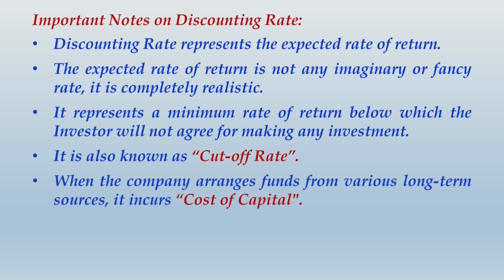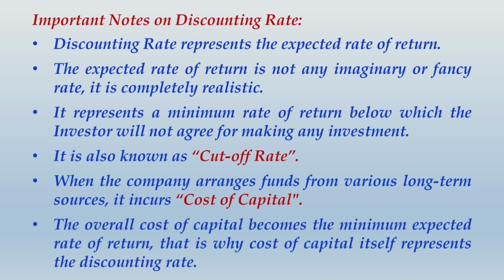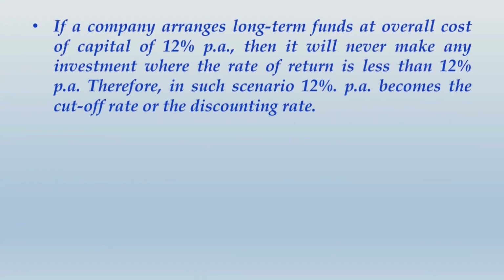When the company arranges funds from various long-term sources, it incurs cost of capital. The overall cost of capital becomes the minimum expected rate of return. That is why cost of capital itself represents the discounting rate. Let us move ahead and continue writing further. If a company arranges long-term funds at overall cost of capital of 12% per annum, then it will never make any investment where the rate of return is less than 12% per annum. Therefore, in such a scenario, 12% per annum becomes the cutoff rate or the discounting rate.